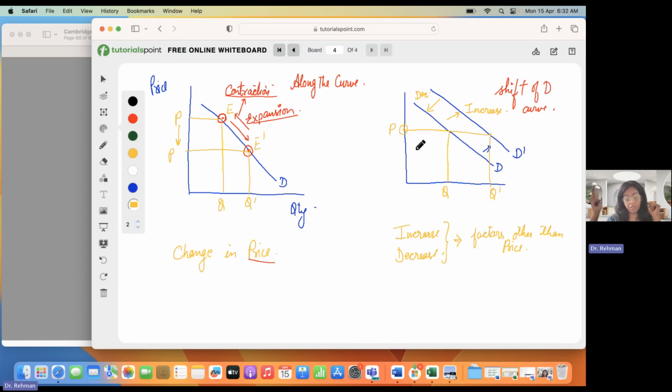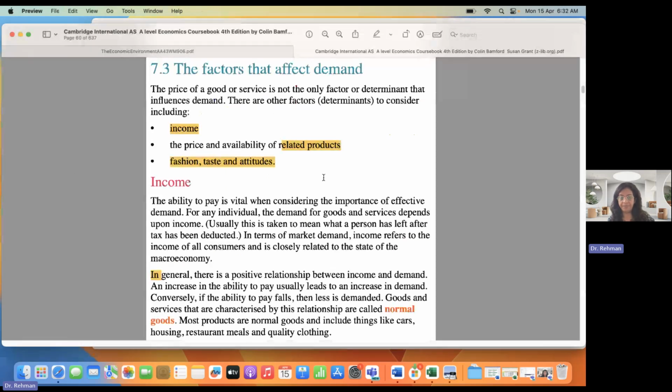Okay, movement on right, increase, movement on left, decrease. Learn it absolutely clear in your mind, because the same formula will apply for the supply curve also. Movement on right, increase, movement on left, decrease. This is a constant formula. And now let us go ahead.